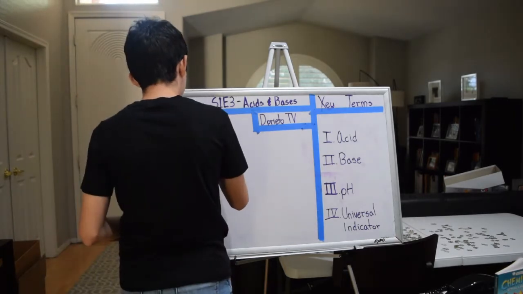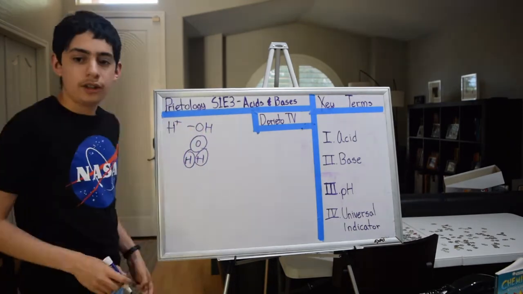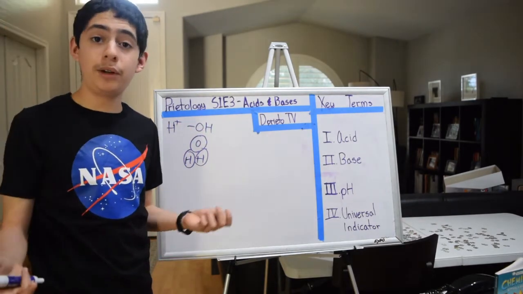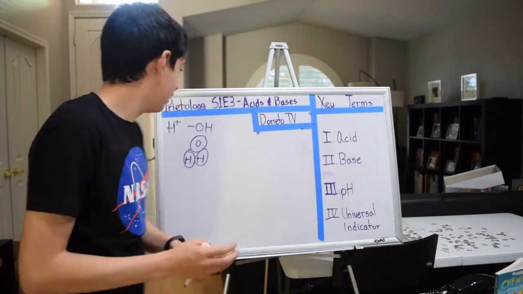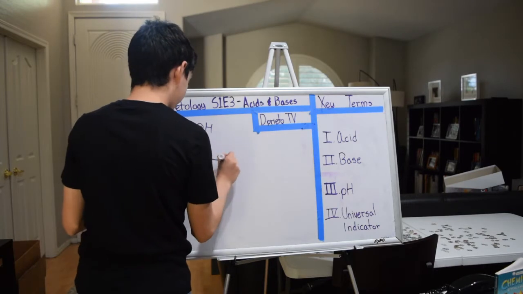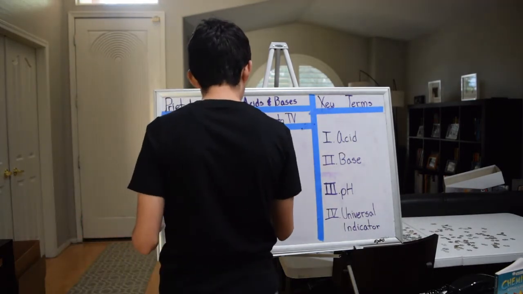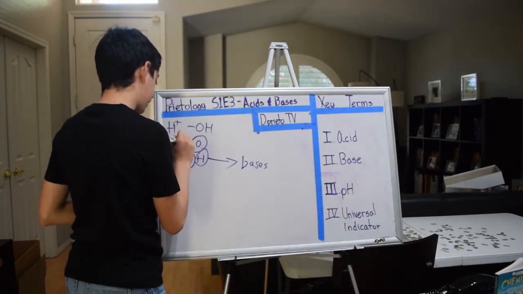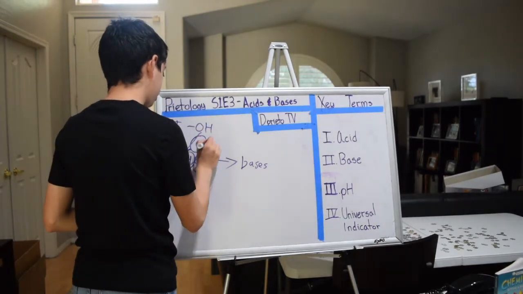And when it's negative, it's negative OH, hydroxide, hydrogen. So acids and bases, if you put one in water, so let's say you put an acid in water or a base in water, the acids are going to take away the hydroxide, and the bases are going to take away the hydrogen. So this would belong to the bases and this would belong to the acids.